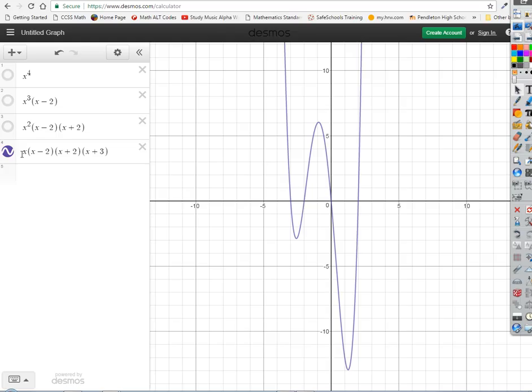How many turning points? 3, right? 1, 2, 3, okay? And let's discuss the maxima. There's one local maximum, and how many local minima? There are 2, and one of them is global, right? Okay.